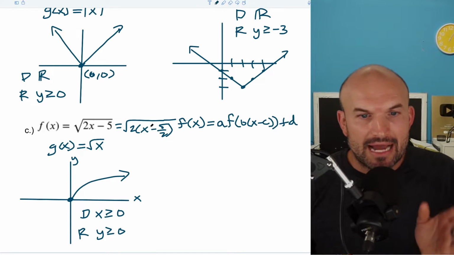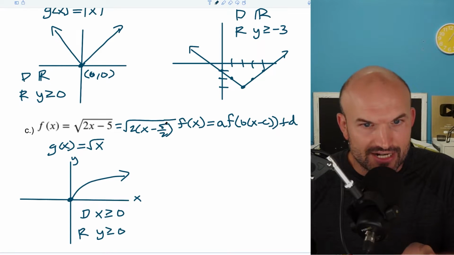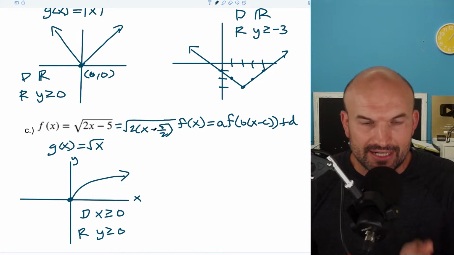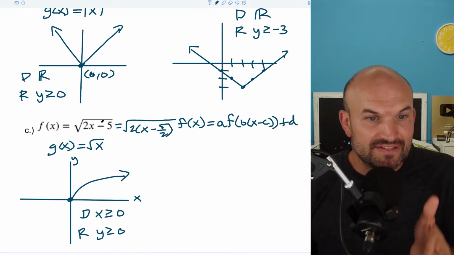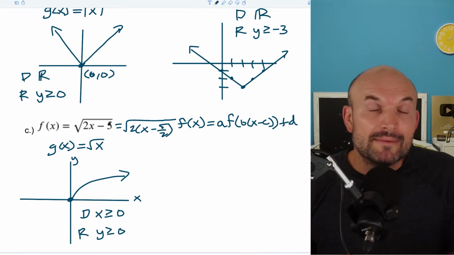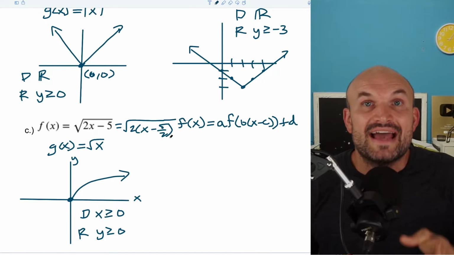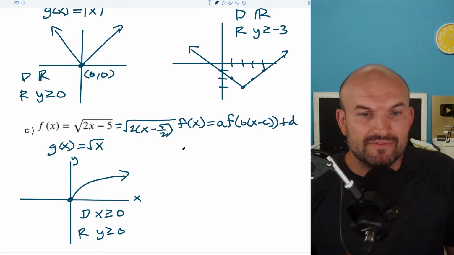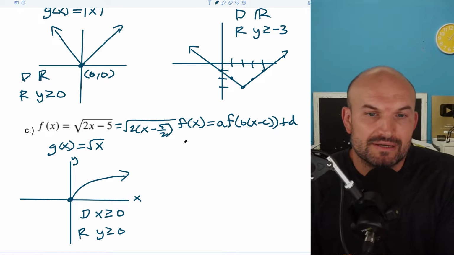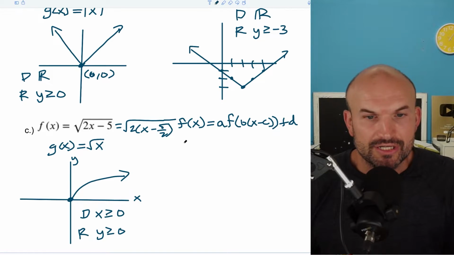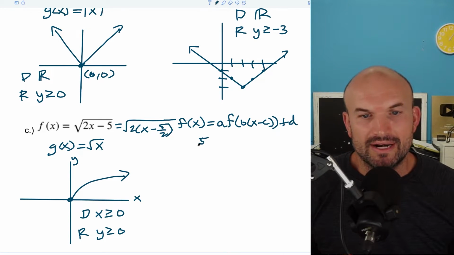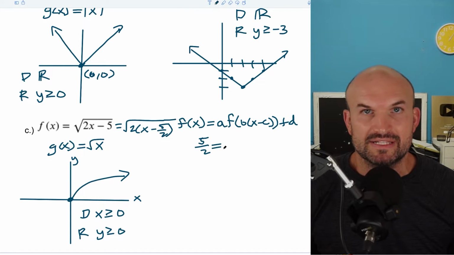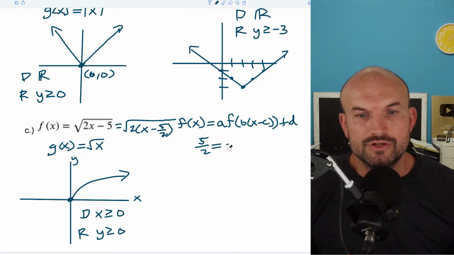Now we need to understand what transformations are happening here. My graph is not shifting 5 units to the right. Do not make that mistake. The graph is shifting 5 halves to the right. Going back to linear equations, if you remember, how do you graph something when it's a fraction? Just remember, 5 halves we can rewrite as a mixed number. 2 divides into 5 two times with a remainder of 1, so that's 2 and 1/2.